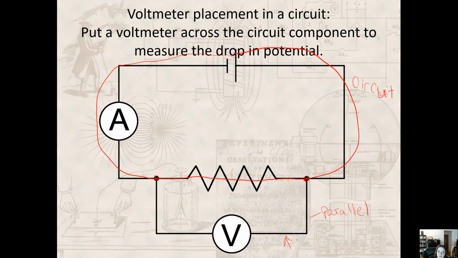This is the voltmeter. And it's measuring the voltage across this resistor. Voltmeters are placed in parallel, placed across the resistor, across the circuit.